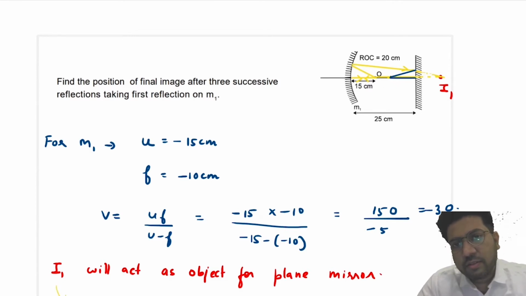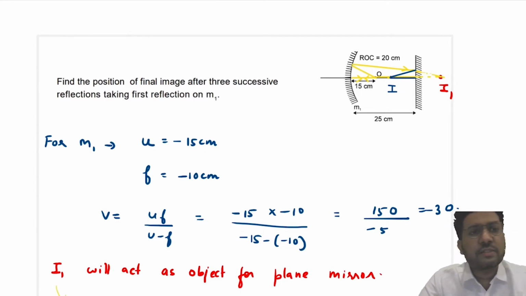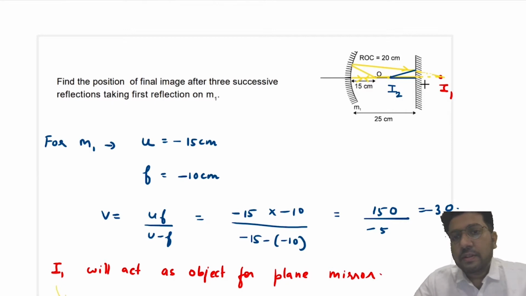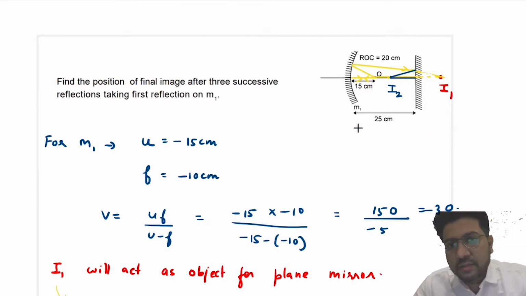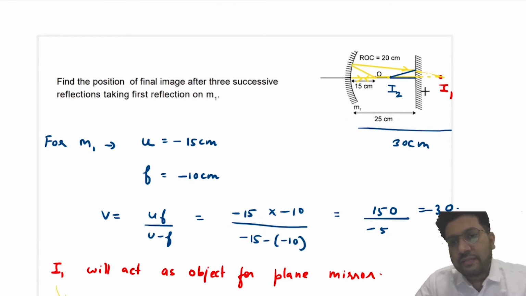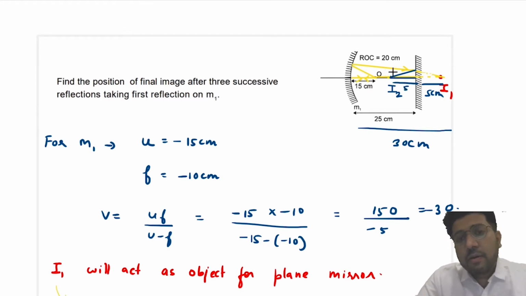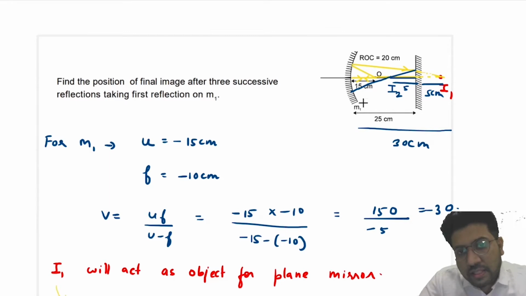This is I2, and you also know that for I1, this distance will be equal to this distance. Why? Because object distance is equal to image distance in case of a plane mirror. Now this distance was 30, because the image was formed at 30 centimeter. If this distance is 25, that means this distance is 5. And if this distance is 5, that means this distance is 5. Now this ray is not ending here. It is falling again on this surface.